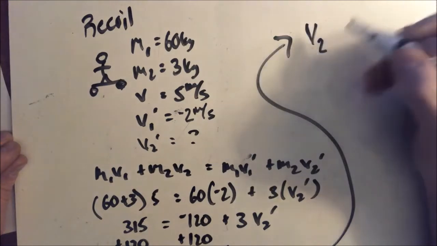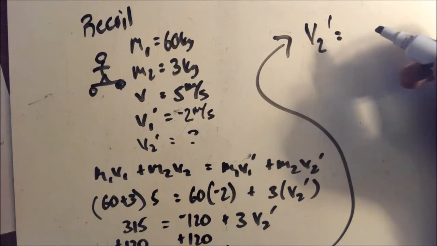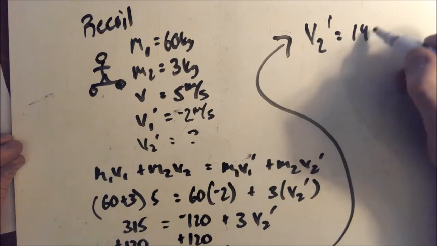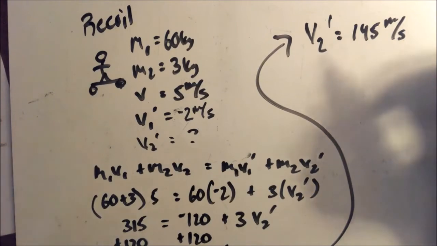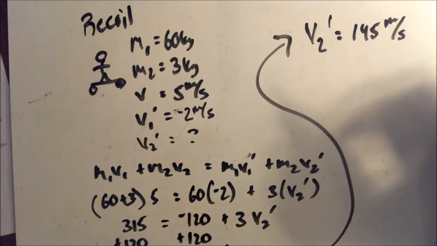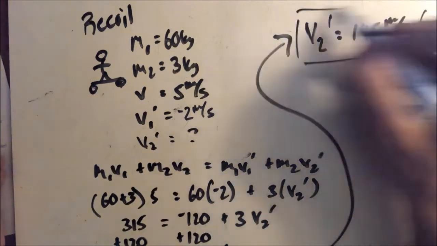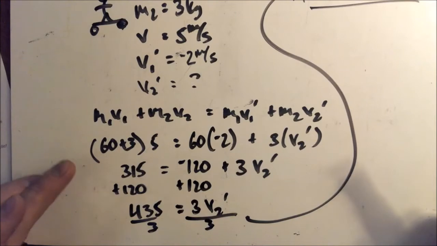Then our V2 prime is equal to 435. So 435 divided by 3 is 145 meters per second. It feels like that makes no sense at all because that's a big number. However, it does in fact make sense. I mean, our math is correct.